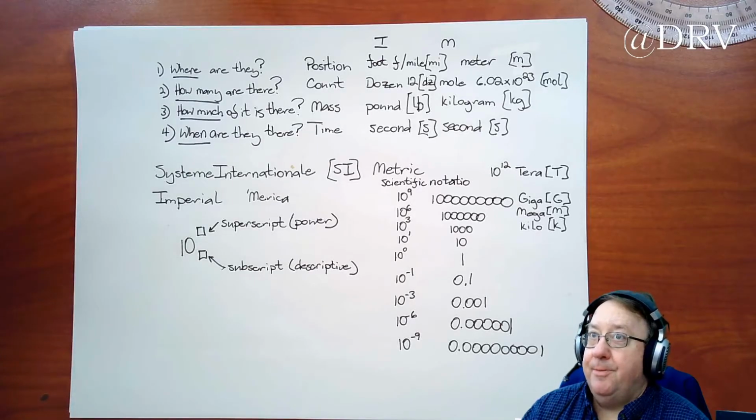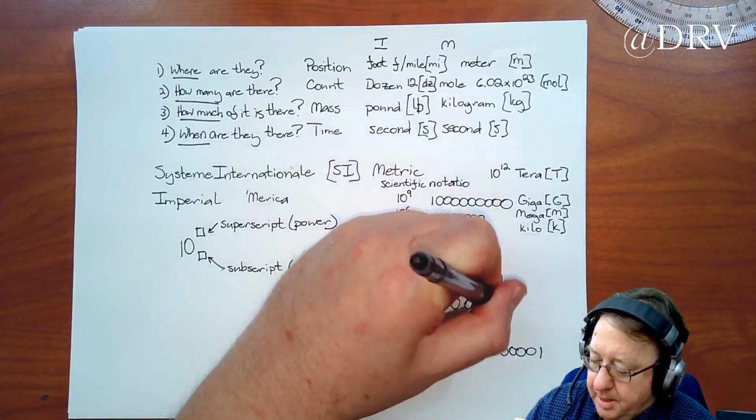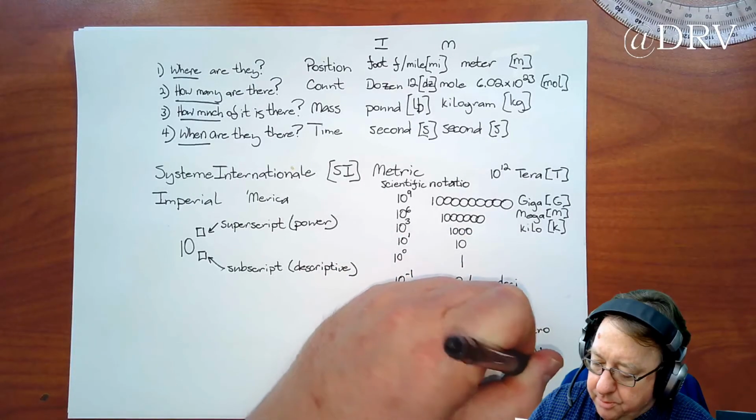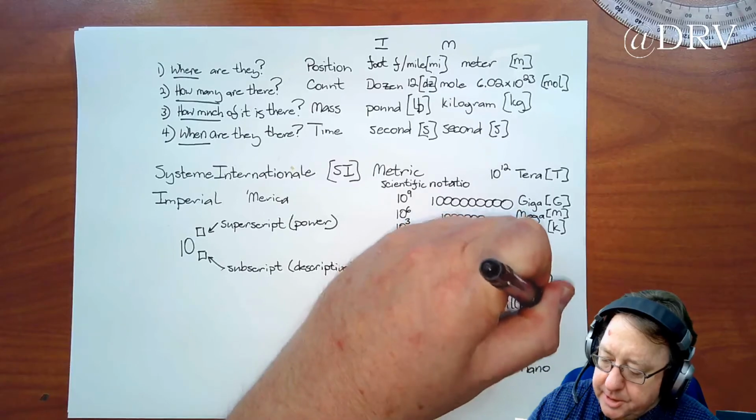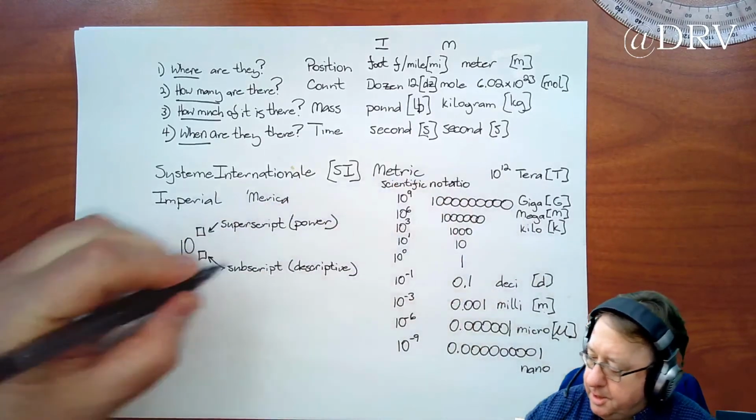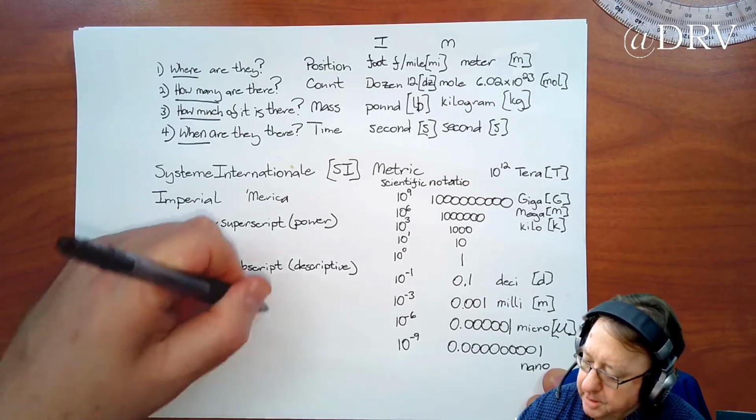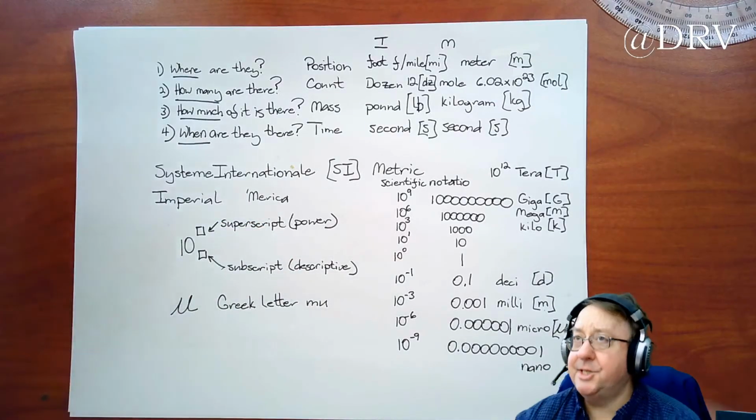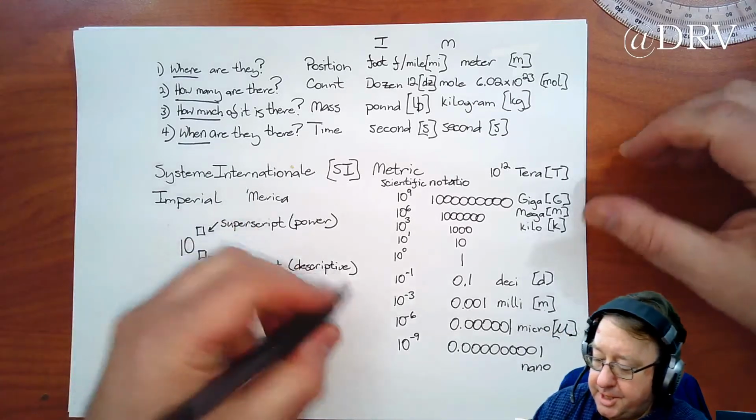Now, on the other scale, the smaller numbers, you've got deci, milli, micro, and nano. Deci, you use little d. Milli, you use little m. Micro, you use this. This is a Greek letter mu. It is the Greek letter for M, which is what we use, the Roman letters. And then 10 to the negative 9th, we use nano.